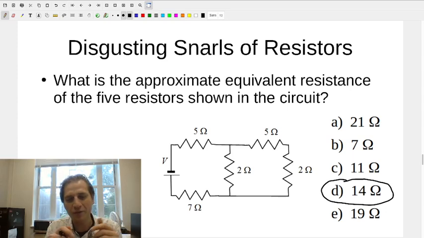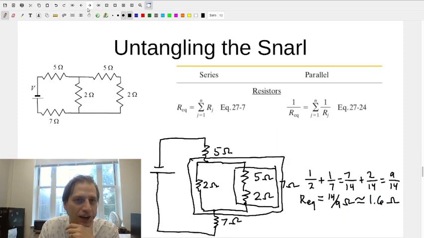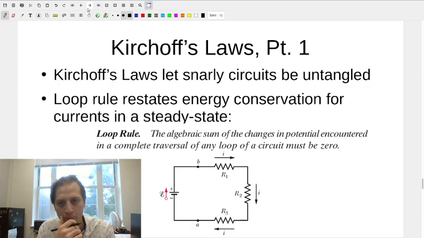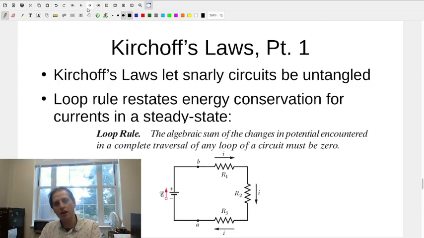Alright, so there's kind of a lot going on there, and we had to think a lot. Now, if you are going to do this a lot, and you were going to try to teach a computer how to unsnarl circuits, you might want a little bit more of a systematic way of doing that. And so that's what Kirchhoff's laws give us. Kirchhoff's laws let these snarly tangled circuits be untangled. And they do it with physics.